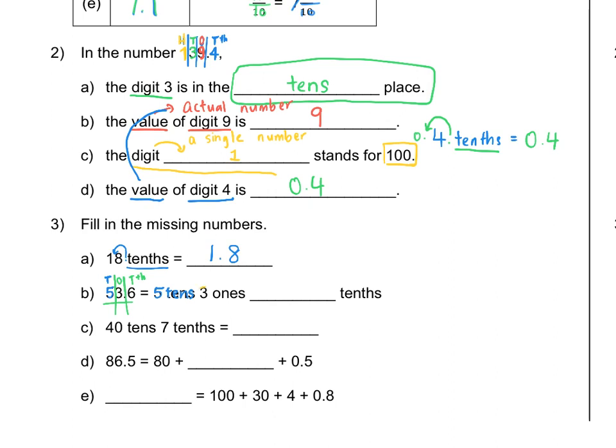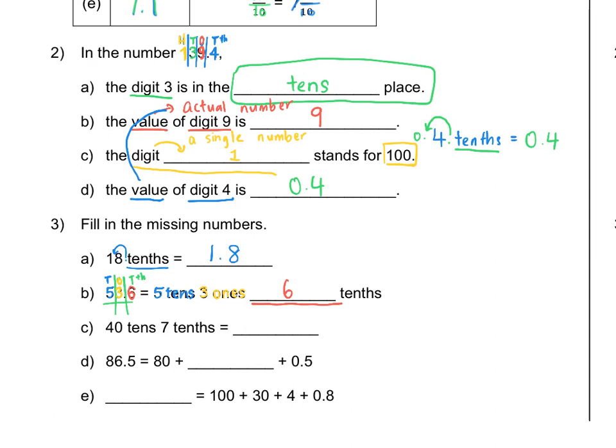Moving on, 3 ones on the right side of the equation is equal to 3 ones on the left side of the equation. So now you have to fill in the blank. How many tenths are there? Look carefully. There are 6 tenths. So the answer for part B is 6.